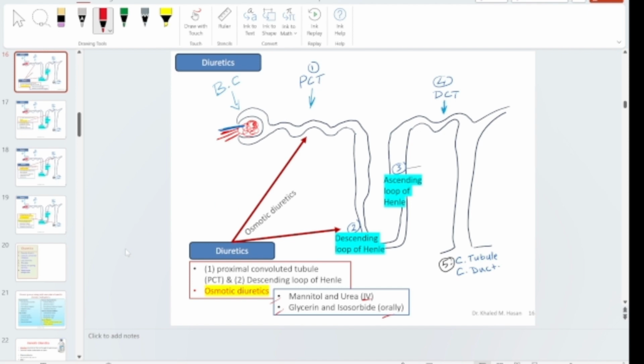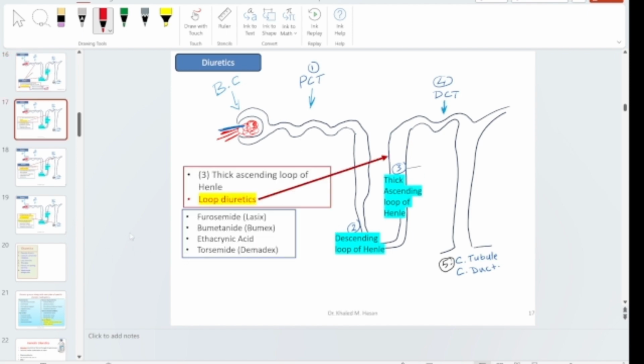Okay, the question here: where is the site of action of osmotic diuretic? So we can speak about proximal convoluted tubules and descending loop of Henle. Give me an example of medication belonging to the osmotic diuretic: mannitol and urea, glycerin and isosorbide. Which of these osmotic diuretics are given IV? Which are given orally? We have mannitol and urea IV, glycerin and isosorbide orally.